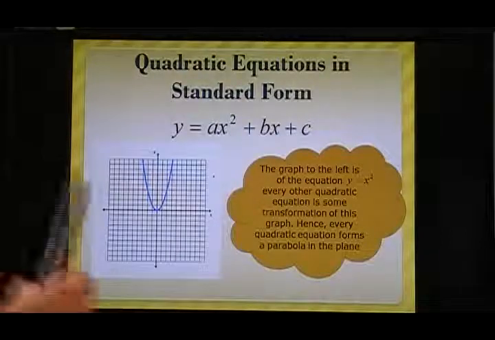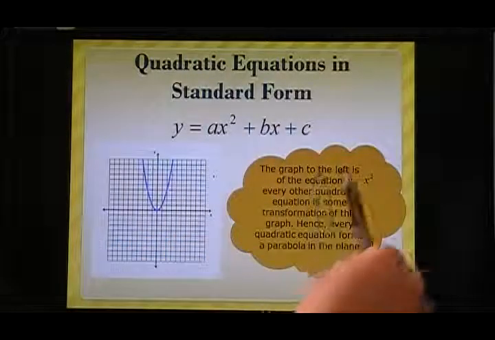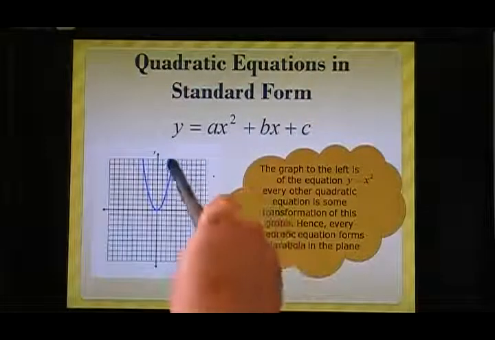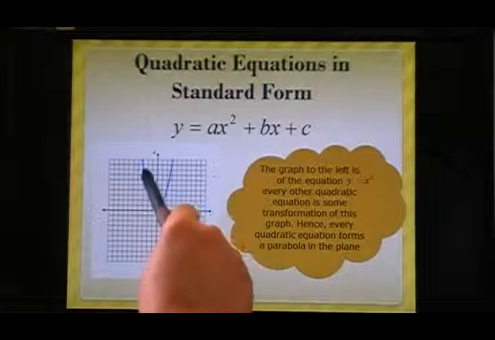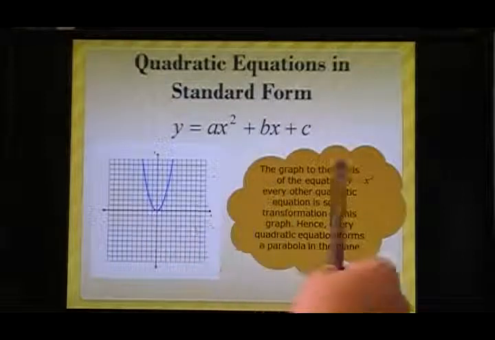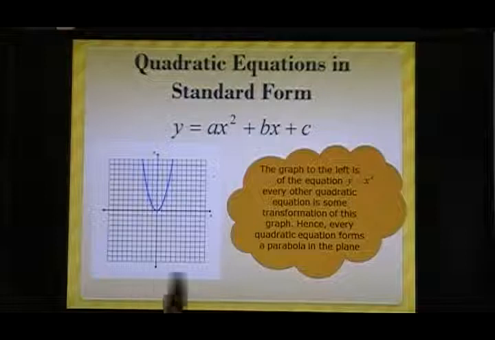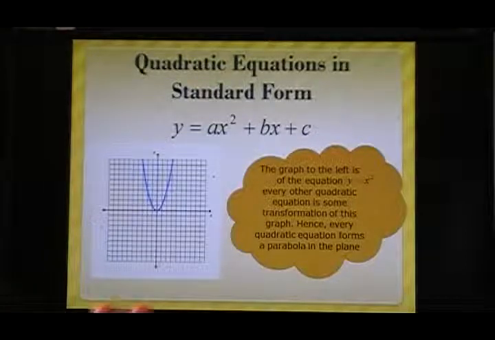The graph that you see here is the graph of the equation y equals x squared. And every point on this parabola is an ordered pair that satisfies this equation. So when we start dealing with equations in two variables, remember we have infinitely many ordered pairs that satisfy, and so we can make graphs to give a visual representation of those solutions.